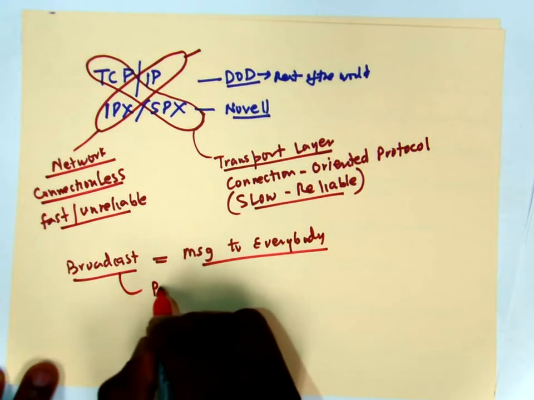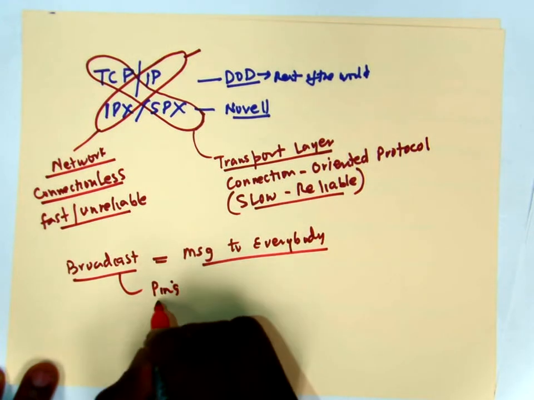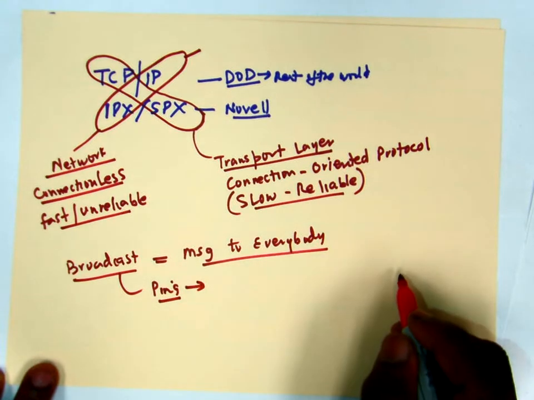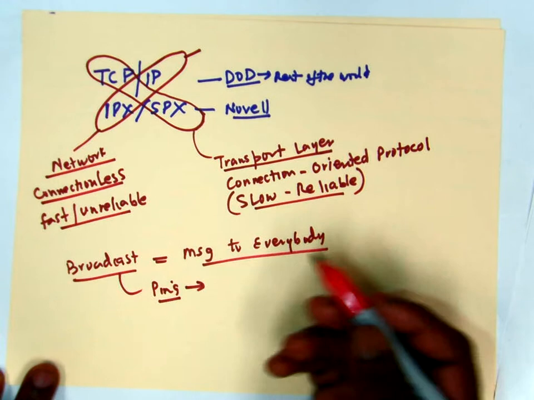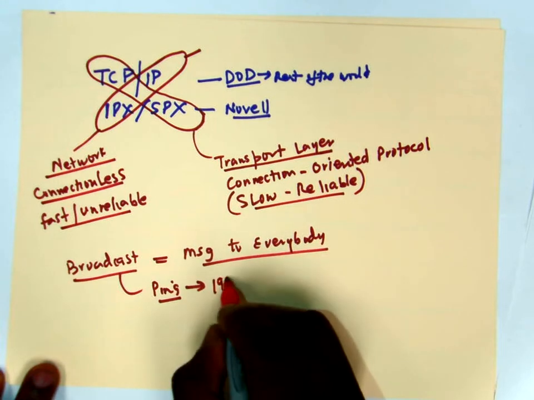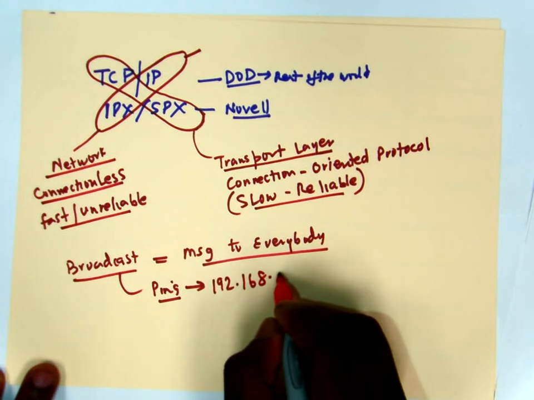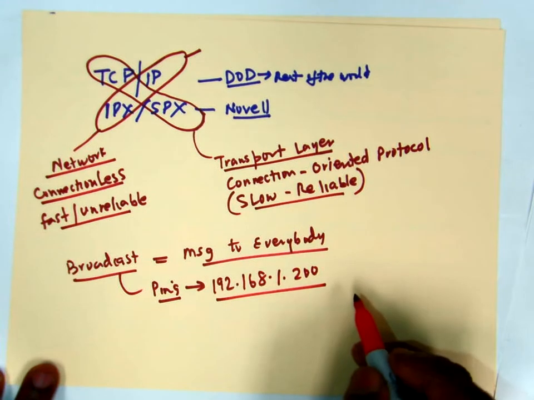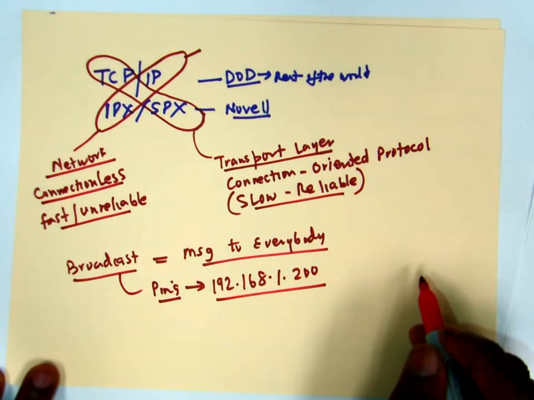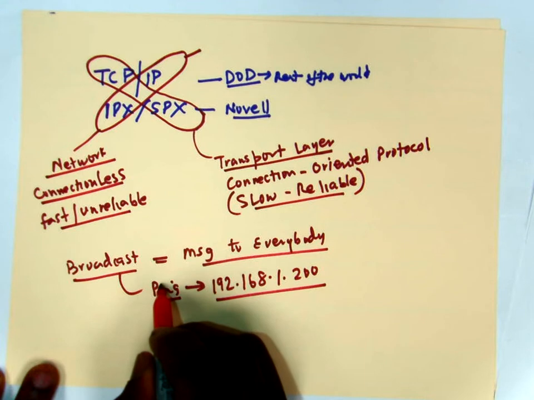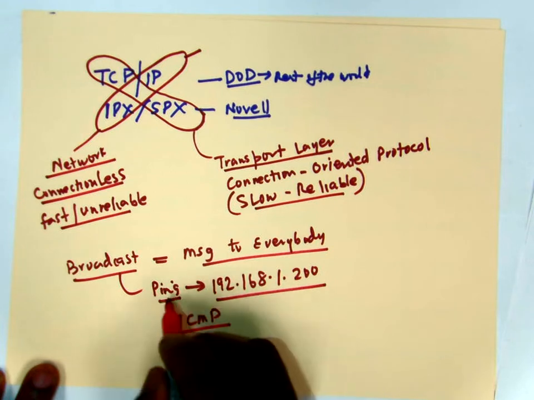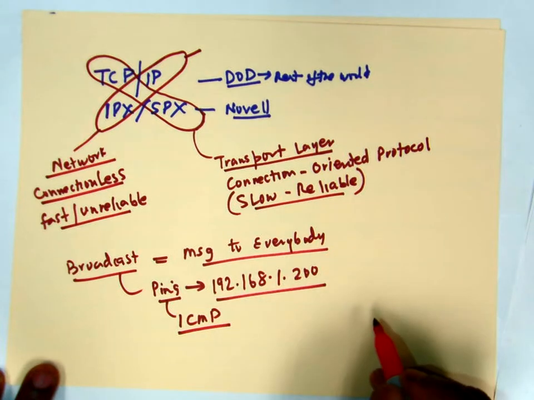So we can ping somebody. That means we send a particular message to somebody. So you can ping now. Let me make up an address, 192.168.1.200. So that's maybe Joe. We ping Joe. So the protocol is ping. The protocol working behind ping is ICMP. I wanted you to know ping, ICMP.